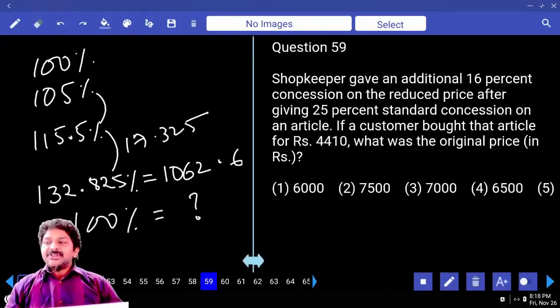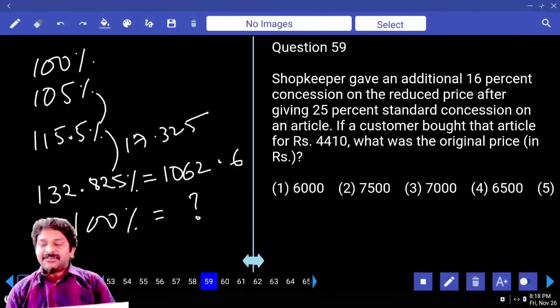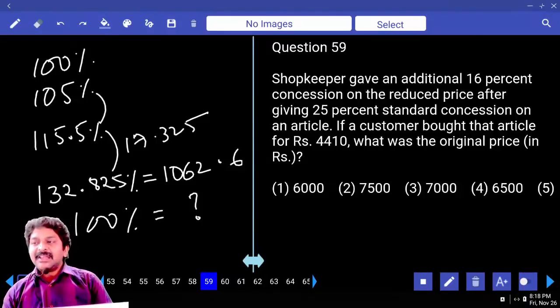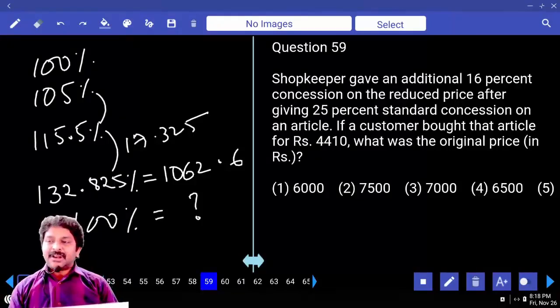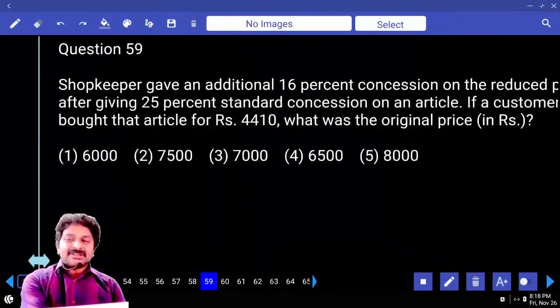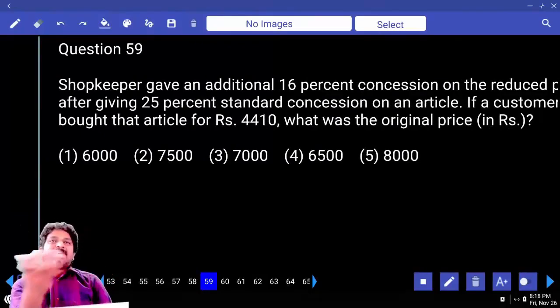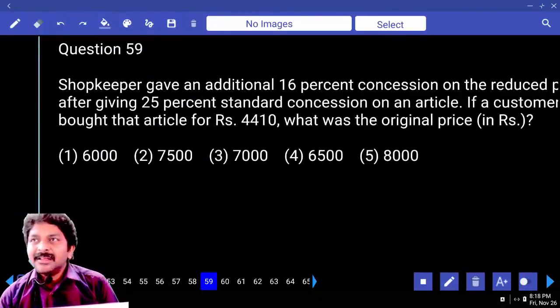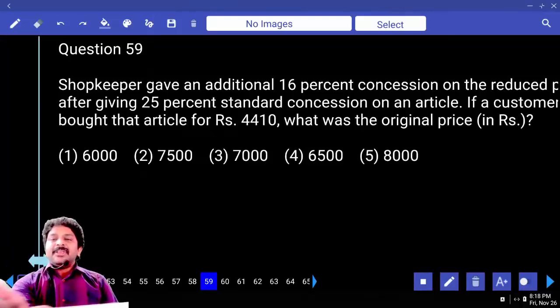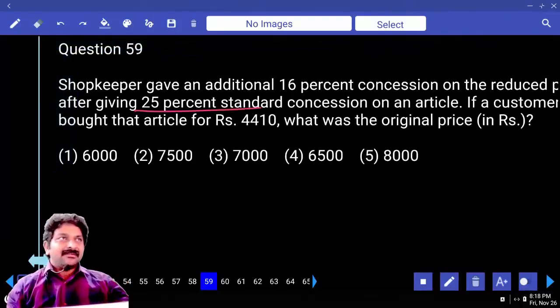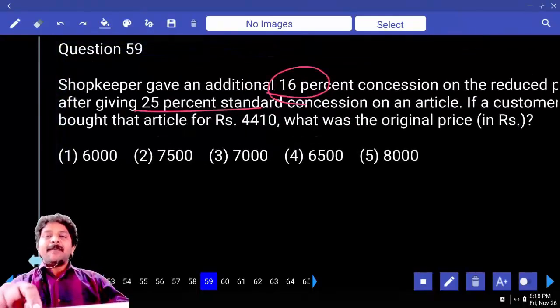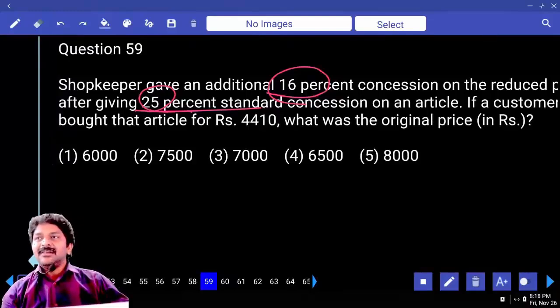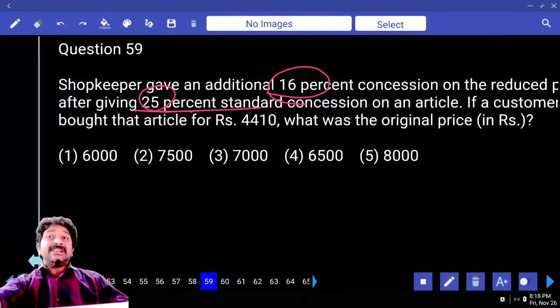A shopkeeper gave an additional 16% concession on the reduced price after giving a 25% standard discount on the article. If the customer bought that article for 4,410, what was the original price? Here also I would like to calculate by approximation, like we used for the previous question. So now if you go directly, you'll get a 25% discount, and after that he is giving an additional 16. So approximately, can I treat it as a 40% discount?